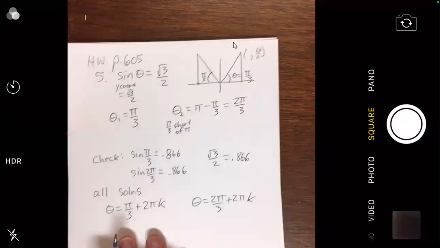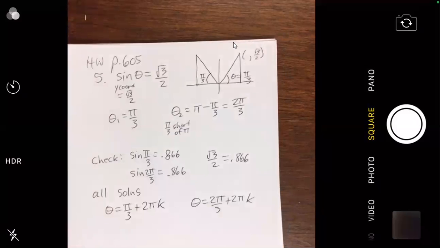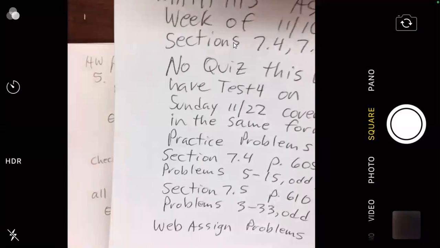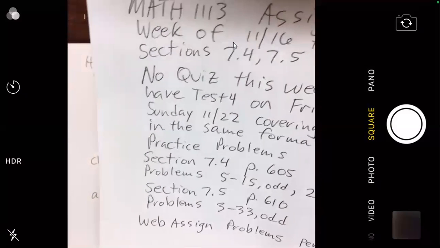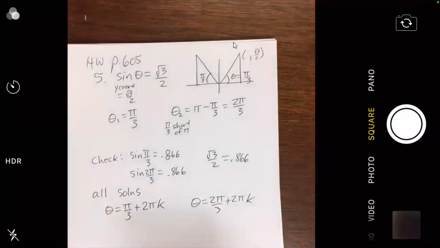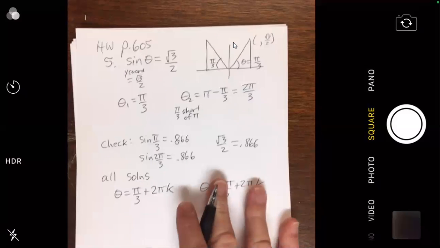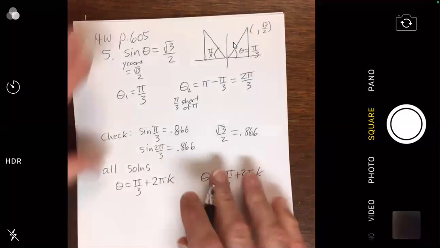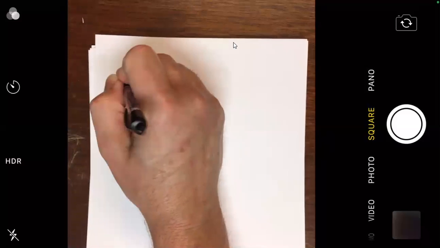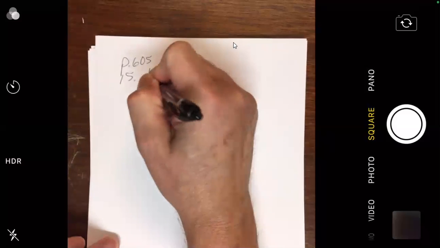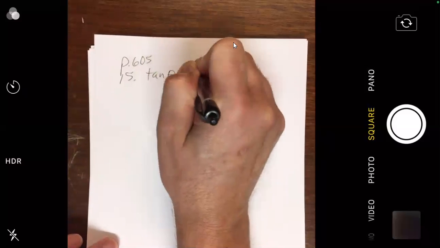It's sort of implied. Looking at the assignments, I think I had you skip 17 to assignments here. Let's see. So we went 5 to 15, and then 25 on down. Okay. Why don't we try something like tan theta equals 5. Page 605, number 15, tan theta equals 5.